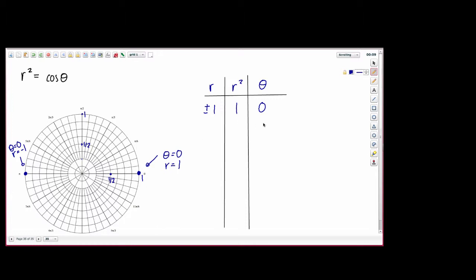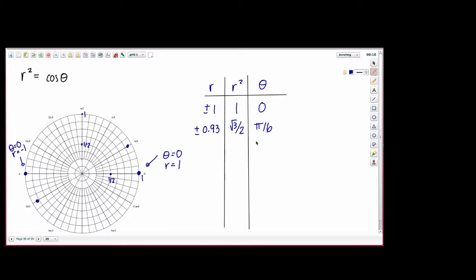So now let's see what happens, for example, at pi over 6. At pi over 6, cosine of pi over 6 is root 3 over 2. So r squared is root 3 over 2. So then r is going to be plus or minus the square root of the square root of 3 over 2. And to graph this, let's use a calculator and get a decimal approximation for that. So that's going to be about plus or minus 0.93. So at pi over 6, our r is going to be a little less than 1. So here's r is 0.93, and then if it were negative, we would flip to the other side, and again, we're at a little less than 1.